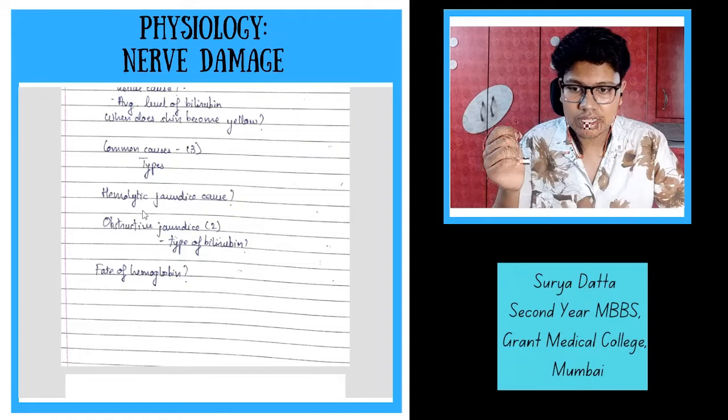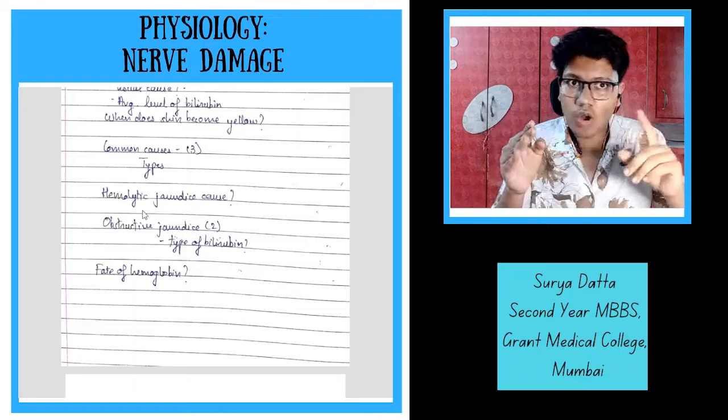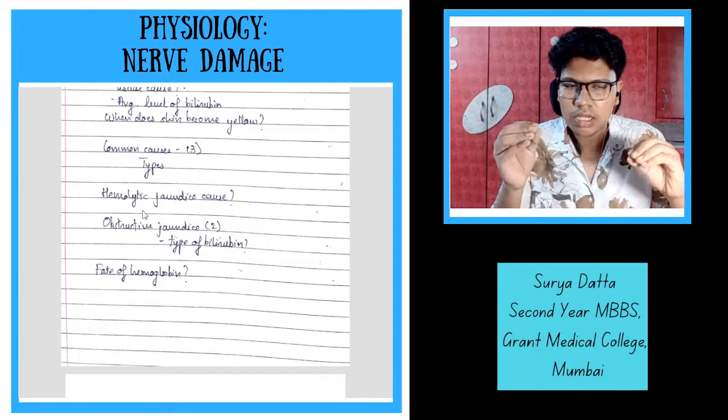Obstructive jaundice is basically when the jaundice is occurring not because of bilirubin formation in the blood, but it is forming because of the... how can I kind of explain this?